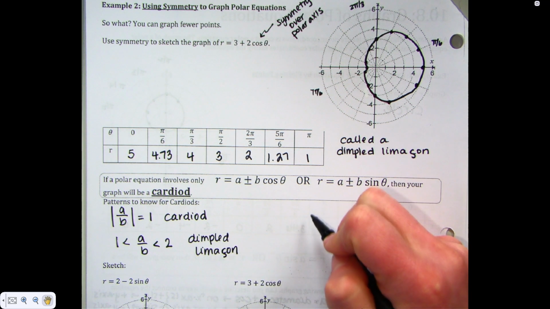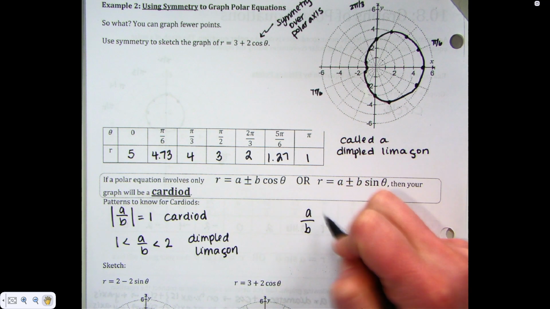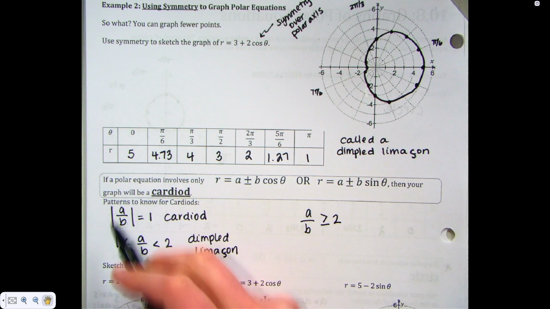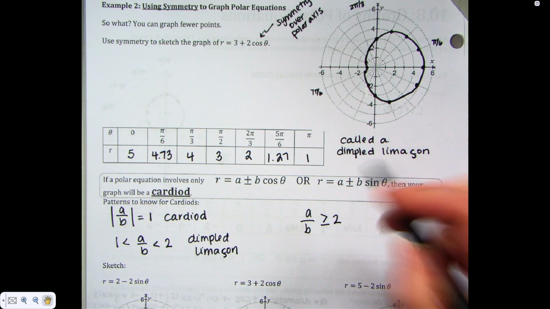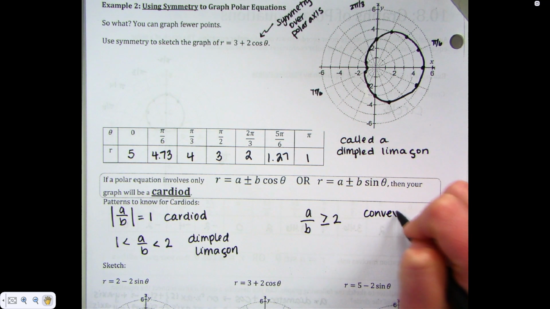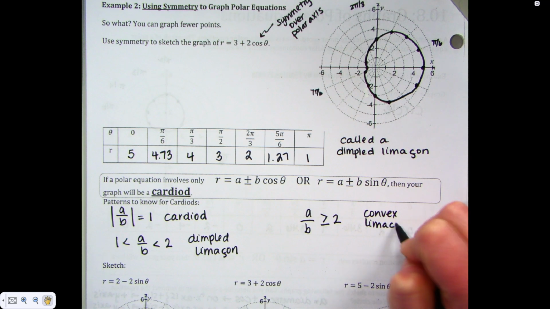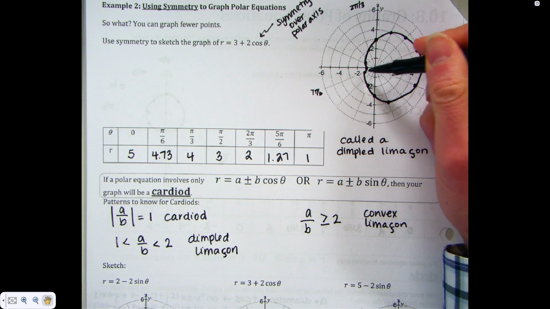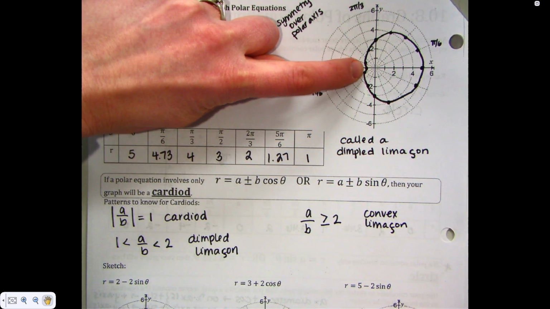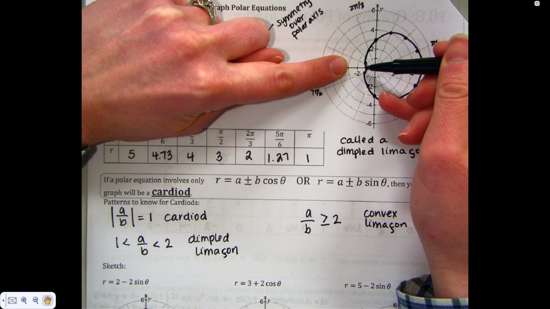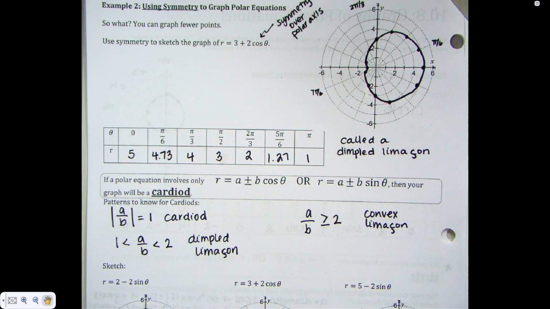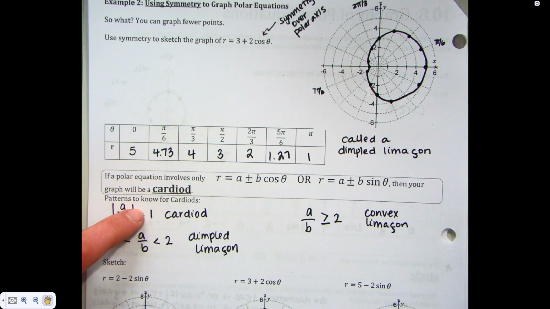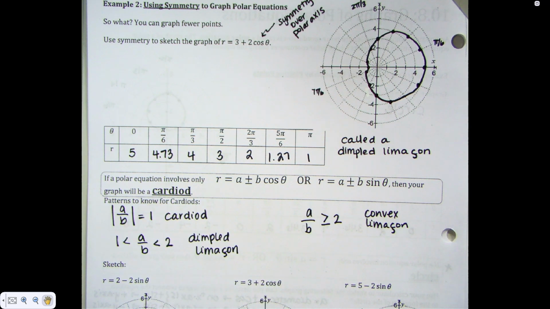And another option is that A over B is greater than or equal to 2. Again, I'm talking about absolute values on all of these. So this one is what's called a convex limaçon. What happens is that your bubble that's going sort of in, here I'm pushing it in, in a convex limaçon it pushes out just a little bit, and it looks kind of like a wonky circle. There's another option too. It could be between 0 and 1, and that graphs as a limaçon with an inner loop, and we're going to do those on the next page because they're a little bit trickier.